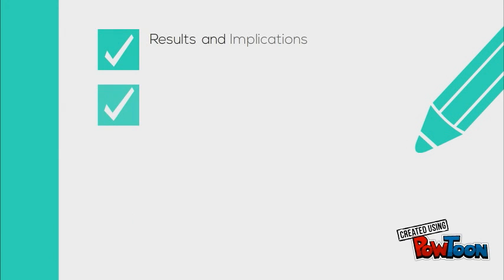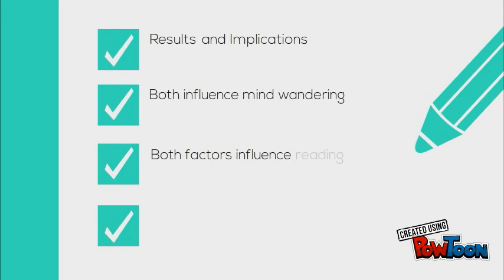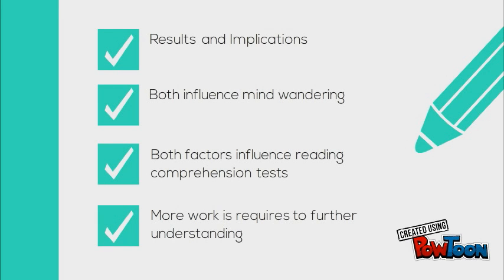The results from the current study demonstrate that both domain general and domain specific factors influence mind wandering while reading, and these factors, along with topic experience, are important influences on subsequent reading comprehension. But more work is needed to further our understanding.